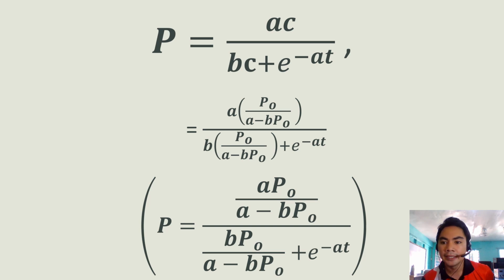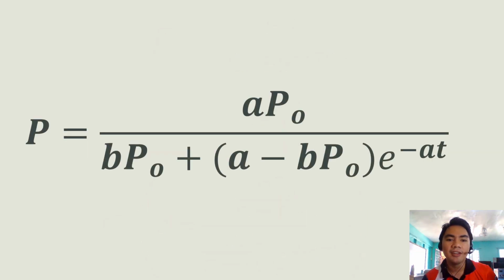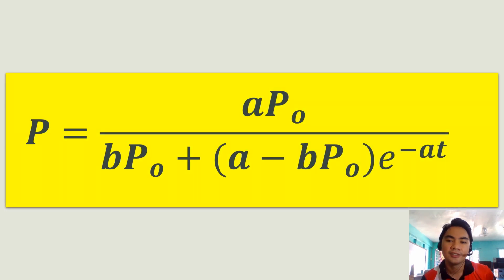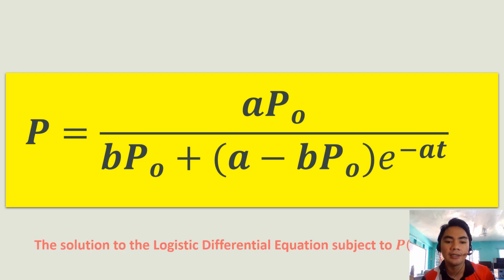Let us multiply both sides by e raised to AT and now let us simplify everything. So we have P is equal to A P sub 0 all over B P sub 0 plus the quantity of A minus B P sub 0 e raised to negative AT. And this is our solution after a long process. So we have now the solution of our logistic differential equation subject to P of 0 is equal to P sub 0. All right, that's it.